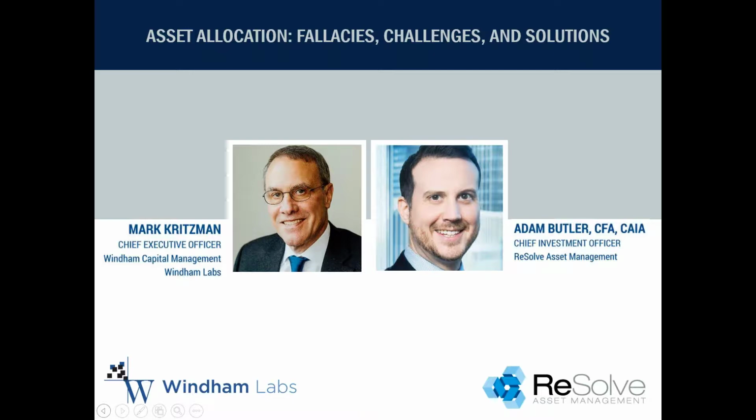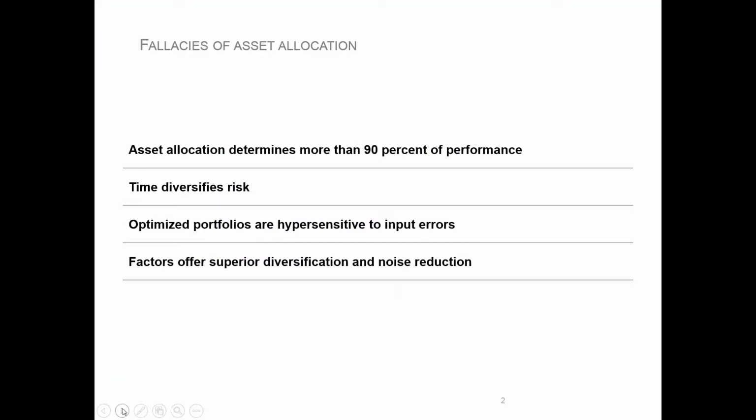As Adam mentioned, this presentation is based on a book that we published last year called A Practitioner's Guide to Asset Allocation. I'm not going to go through all of the topics in the book. This will hopefully just give you a flavor for what's in it. What I'd like to do is talk first about some fallacies of asset allocation, and after that I will talk about challenges to asset allocation.